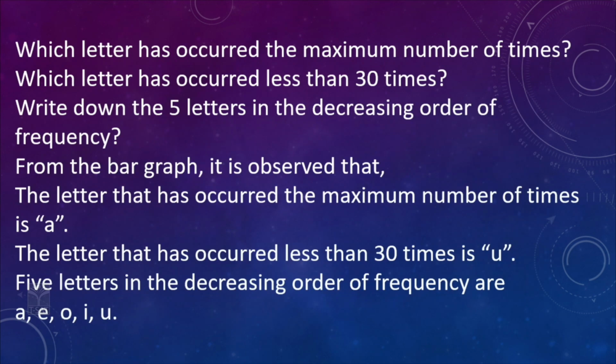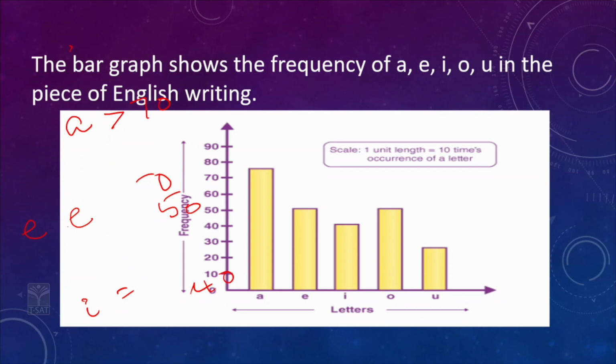Now come to the next one. Which letter has occurred less than 30 times? Now see it. It's very clear: A, E, I, O. Among them, which is the smaller one? U is the smaller one. So U comes less than 30 times. Okay.